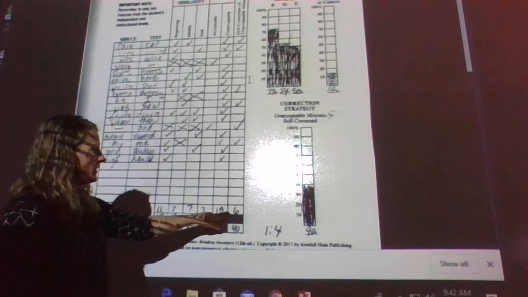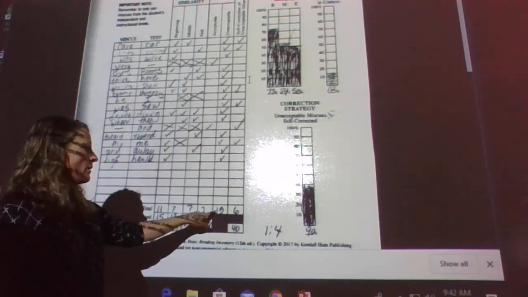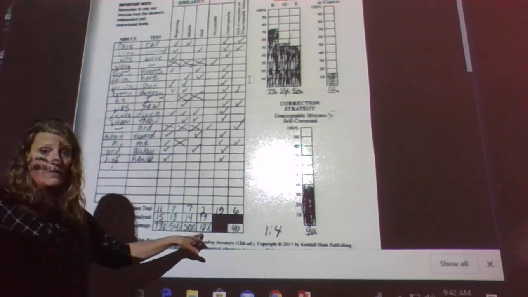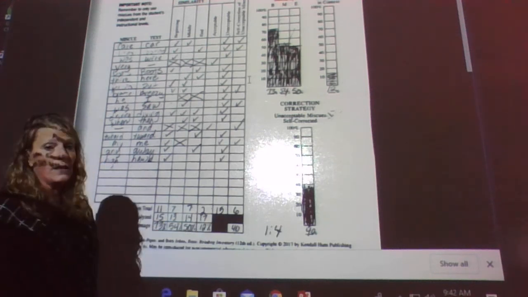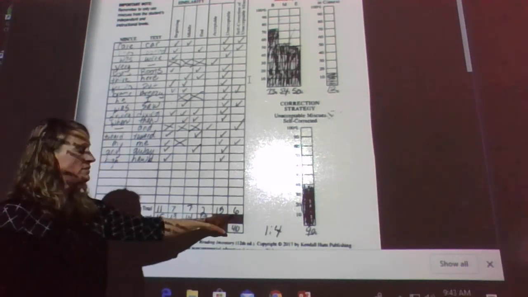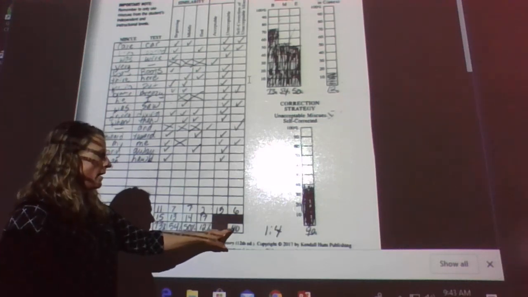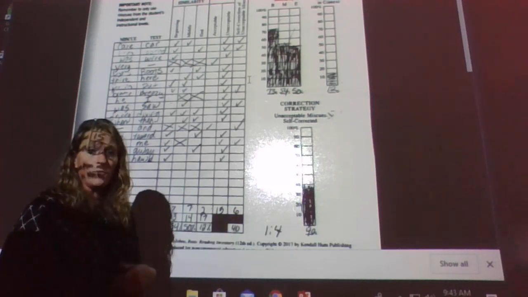But let's take a look over here at what we have. We have 15 initial miscues that were unacceptable in context. Out of the 17, there were 15. So we know that's a very small percentage of acceptable errors. He had 15, but out of that 15, how many did he self-correct? He self-corrected 6. And 6 divided by 15 gives me the 40%.